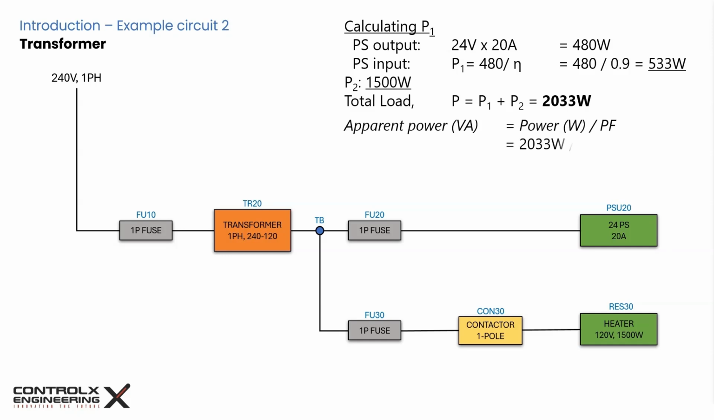The apparent power measured in kVA that the transformer must supply is given by this formula. We can assume a typical power factor of 0.95, and we get the required apparent power as 2.14 kVA. The closest standard rating available would be 2.5 kVA, so we'll use that.